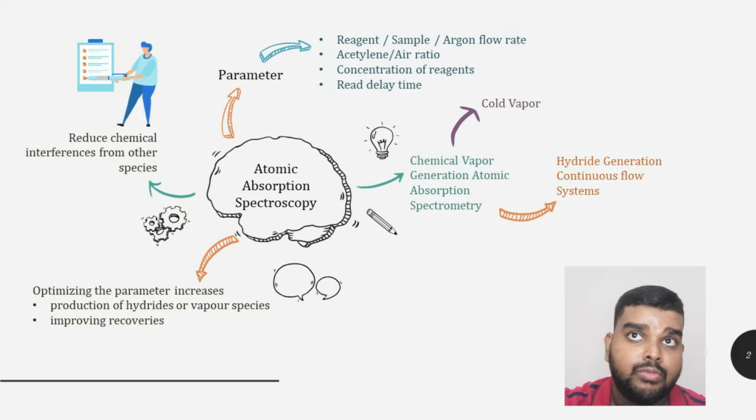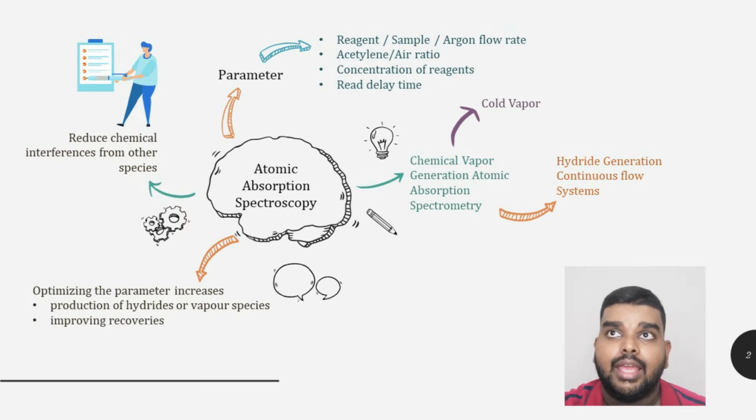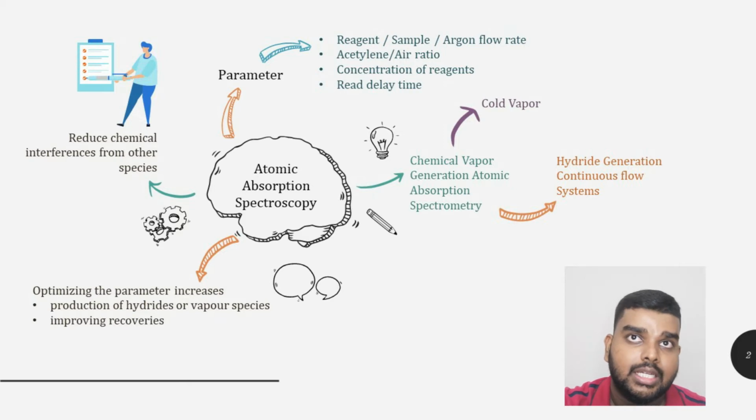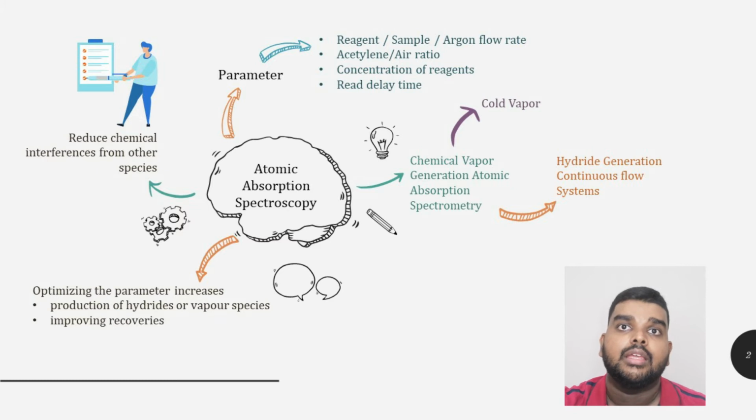So optimizing the instrument parameters as well as the hydride generation reaction will improve the sensitivity and reliability of the results obtained. The advantage of optimizing the conditions is increased production of the hydrides or vapor species. So let's talk about optimizing the parameters. In order to optimize the parameters, the production of the hydride and the vapor must be higher, improving the recoveries. This will reduce the chemical interference of other species.